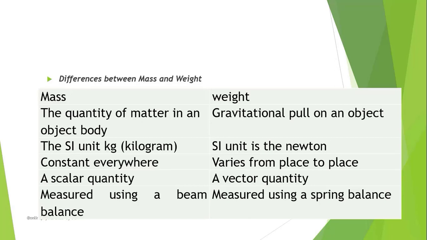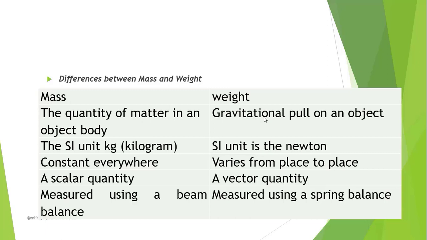Usually, when we give these differences, we have some parameters to use so that we can give these differences well. First of all, we can give the difference based on the definition. As you can see, our first difference here is based on this definition. The quantity of matter in an object, that is mass. Again, on that same line, you can give the definition for weight. So that is a difference based on definition. We have gravitational pull on an object.